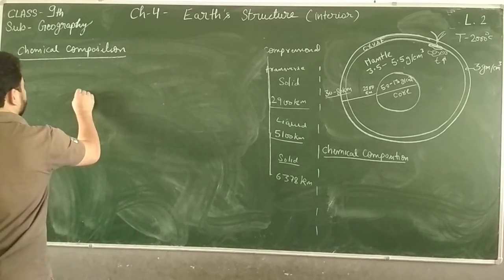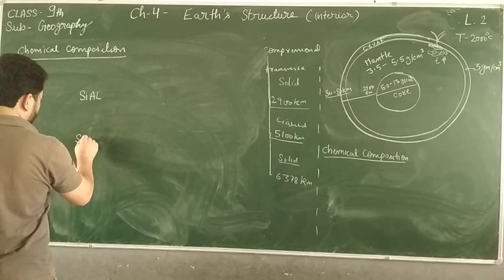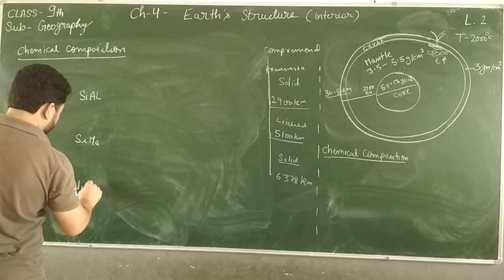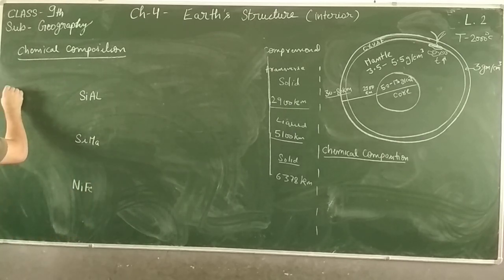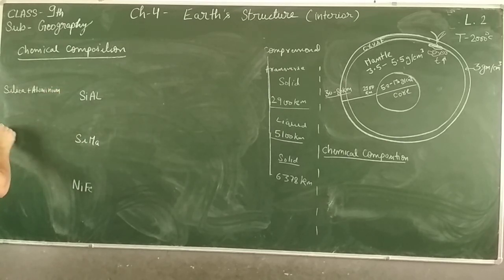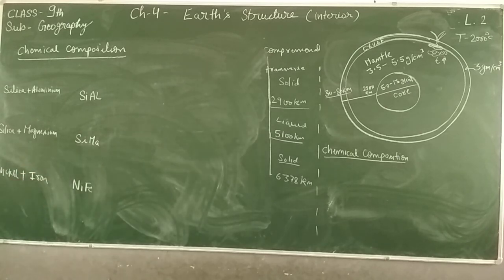It is composed of three things. First is sial, second is sima, and third is nife. Sial is silica plus aluminium. Sima is silica plus magnesium. Nife is nickel plus iron, Fe, ferrous iron.